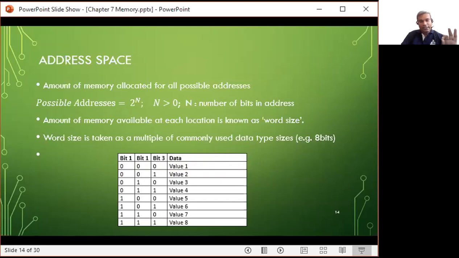Okay, I'll be honest, that is not strictly true. There's something called byte addressing, but it's out of your scope. So we'll not talk about byte addressing. For the time being, you can imagine when you give an address, you will read or write the whole word size, the whole thing in this particular location. So it makes sense to make it a multiplier of the commonly used data types.